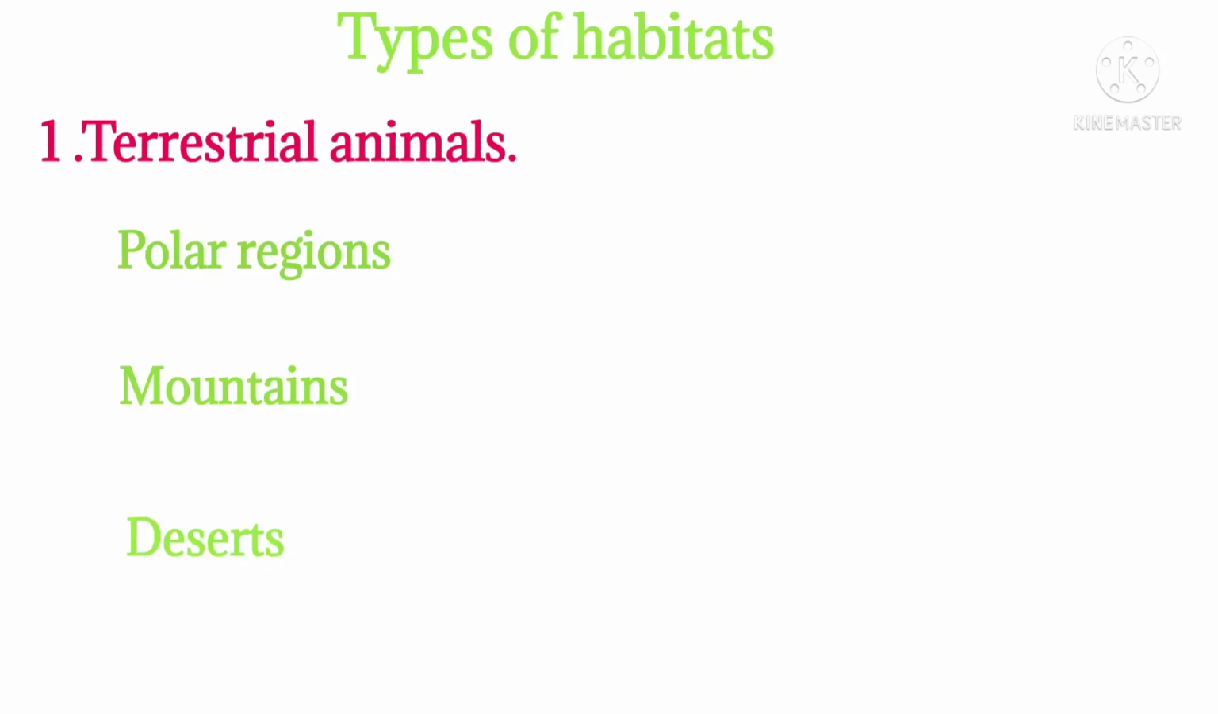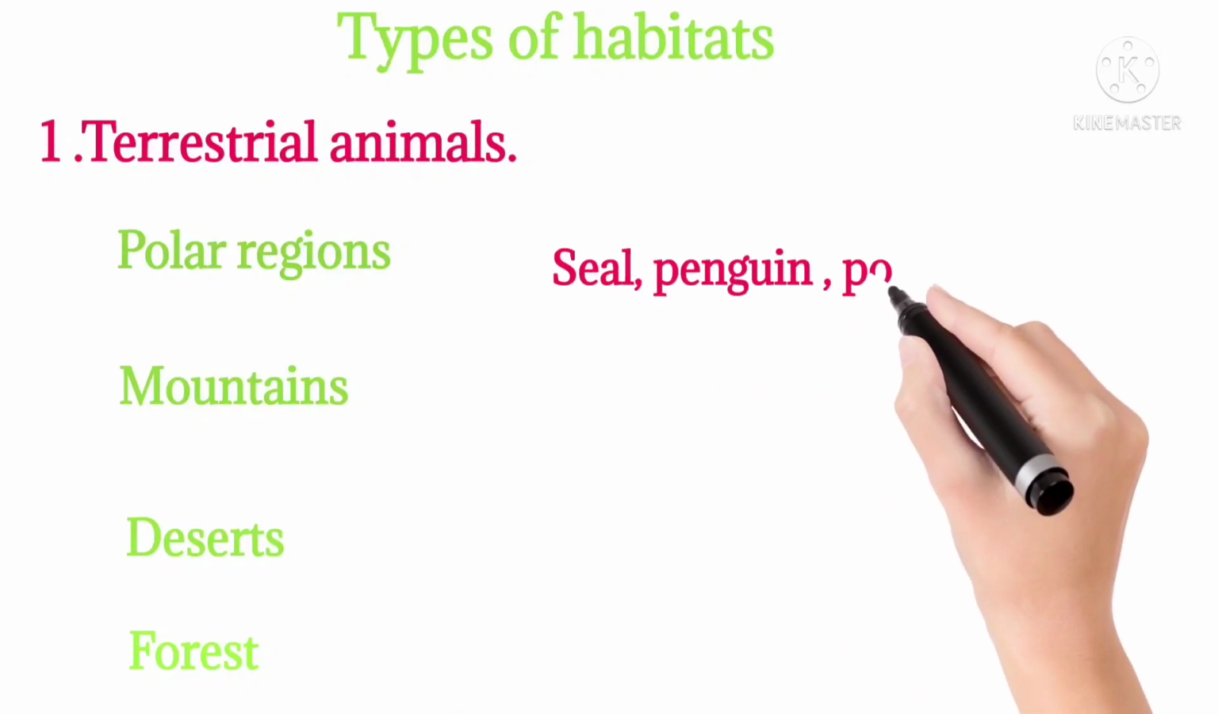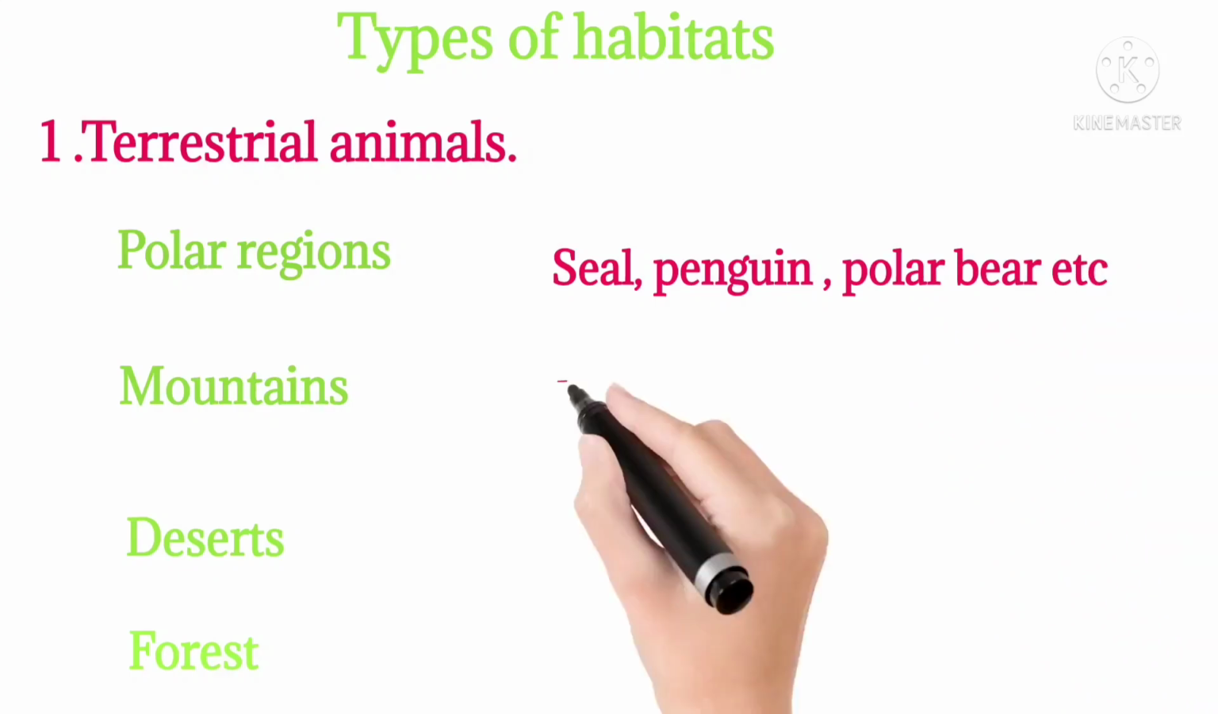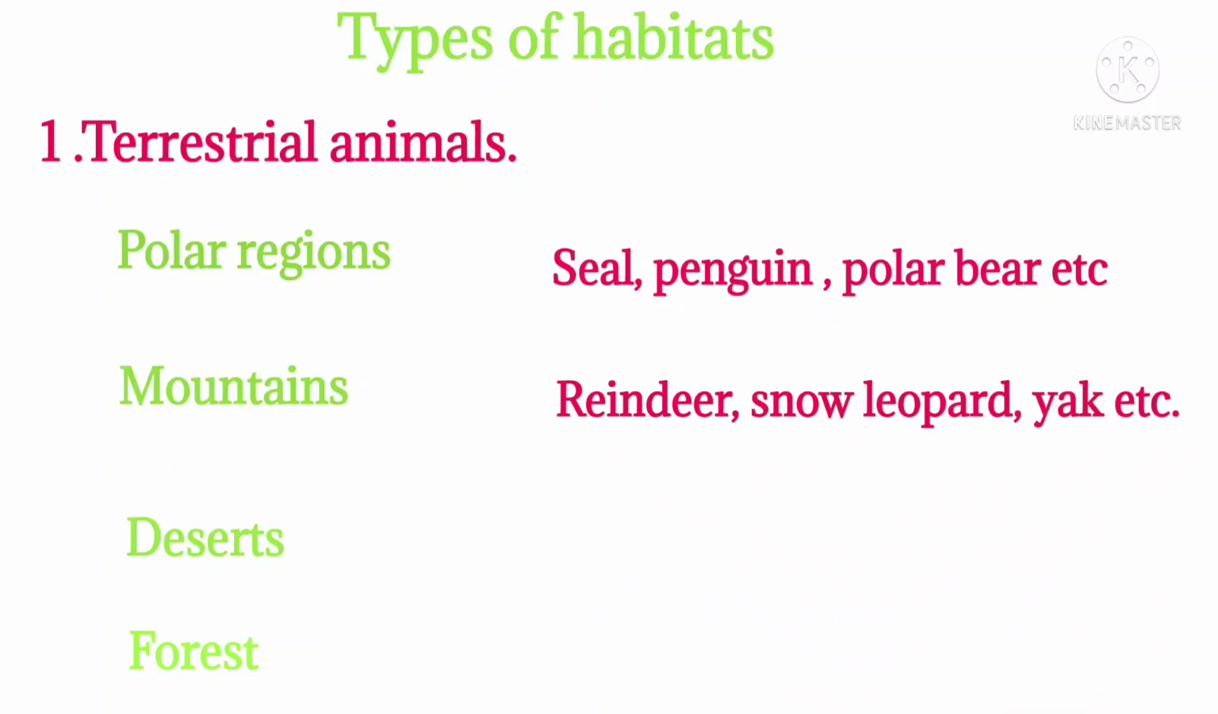Polar regions are covered with snow throughout the year. The climate is extremely cold. Animals such as polar bear, penguin, seal are found here. Next, mountains. Mountains have cold climate. The surface is rocky and hard. Some animals like reindeer, snow leopard, yak are living here.